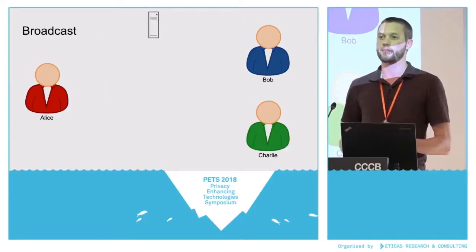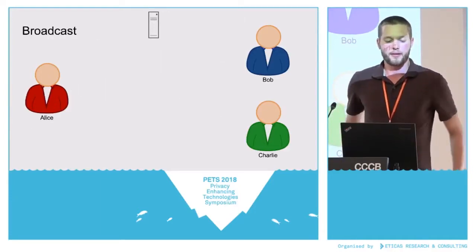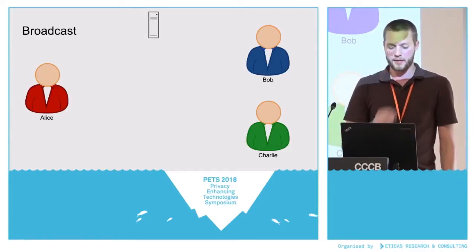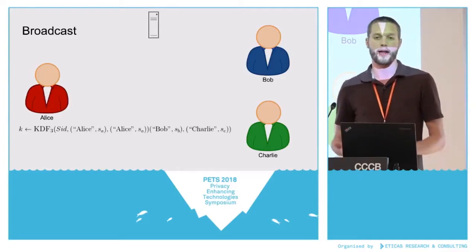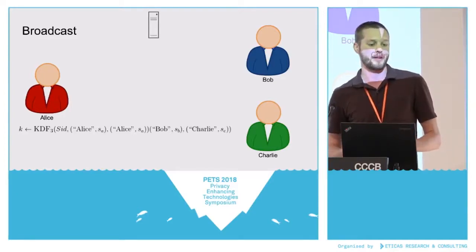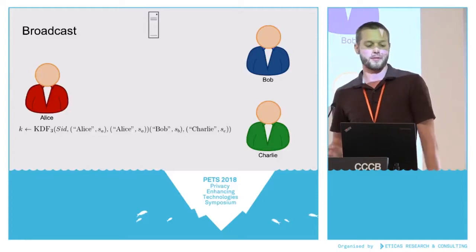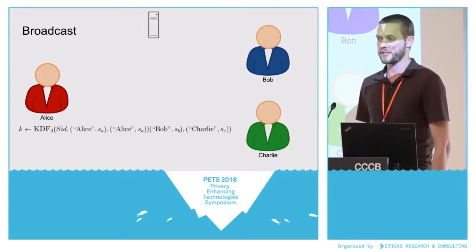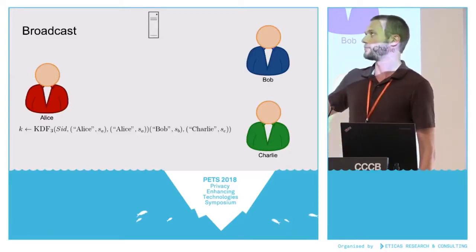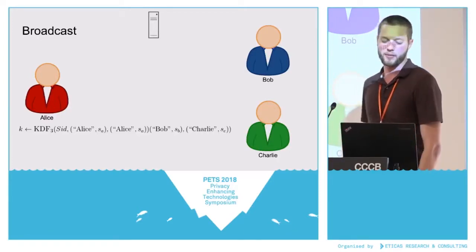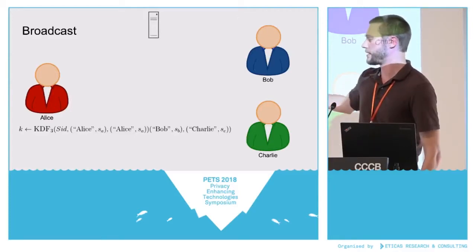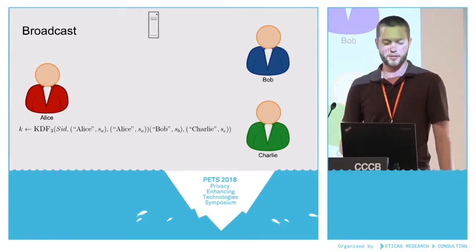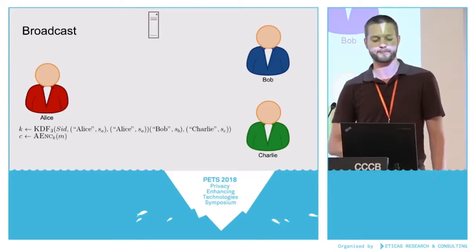So for broadcasting messages, we're going to look at the case of Alice sending a message to the group. To broadcast the message, first, Alice will compute a symmetric encryption key, given a key derivation function with the inputs of the session identifier, the sender's identity and symmetric key material, and then additionally all the identities and symmetric key material of all the other users. So this is a symmetric key they all can compute.